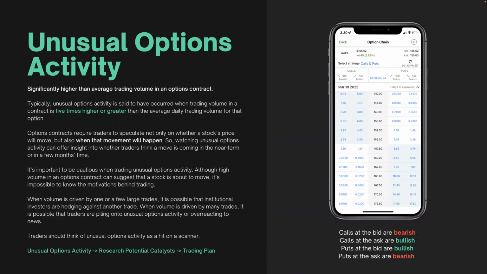So if a huge order comes in, for example, in the calls, you want to see what they paid for the position. If the calls are coming in towards the bid, they're actually bearish. So maybe you see a huge block of calls come in, but they're coming in on the bid side. They're actually bearish calls. So we don't want to be bullish, right? That's not what they're saying. They're saying they think the price is going to come down. Calls at the ask, that's bullish. And then you have puts at the bid, that's bullish. And then you have puts at the ask, that's bearish. So just keep that in mind.